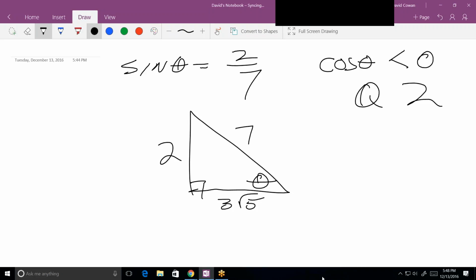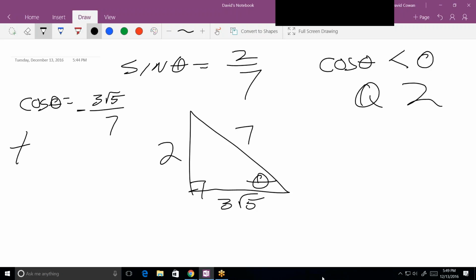Now, for every trig function, we know the cosine is what? What's the cosine of theta going to be? It's adjacent over hypotenuse. In other words, read it off the triangle. 3√5 divided by 7, right? Now all we've got to do is put the plus or minus sign on it. Is it positive or negative in the second quadrant? It would be negative.